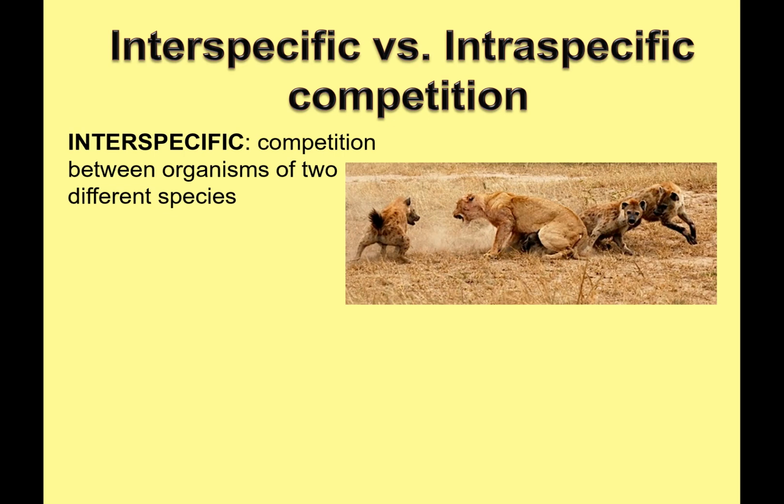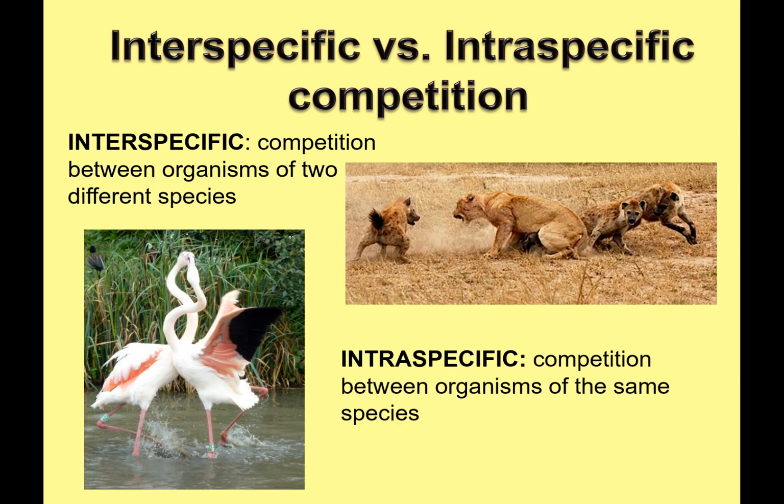And then on the flip side of that, you have intra-specific competition. Intra-specific competition is between members of the same species. So this is usually when males are competing against one another for a female. Here's an example with two flamingos. You may have seen, driving along, or we live in an area where there are a lot of deer, two male deer with their antlers locked. If you see something like that, it's usually over territory or over a female. So that's intra-specific competition.